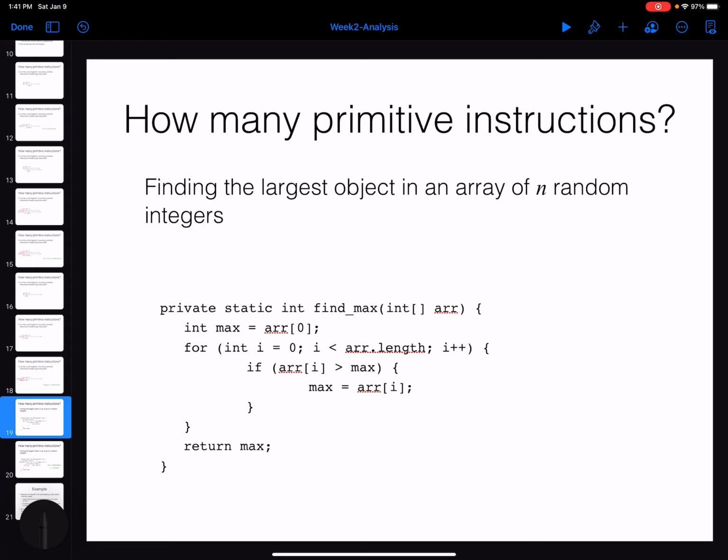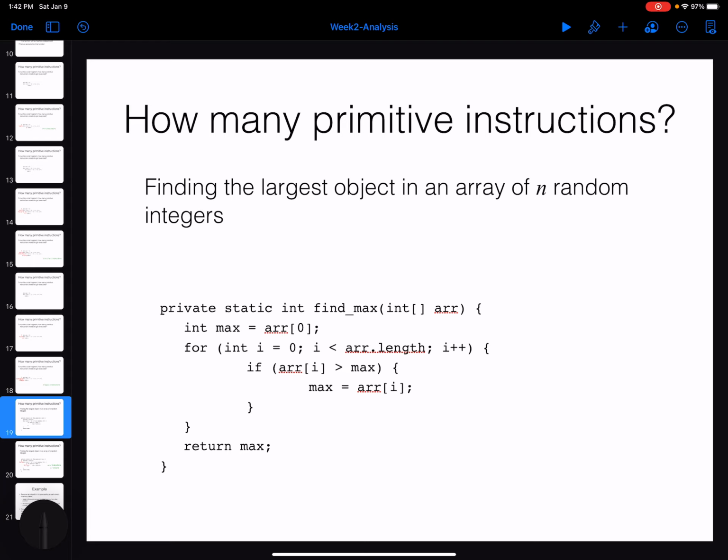How many primitive instructions would I need for this function? This is a function that basically searches for the largest item inside a list. Just assume that you have an array and you are looking for the largest item in that array, an array of integer numbers. Okay, so the first question that I have here for you is, what is the input size here?